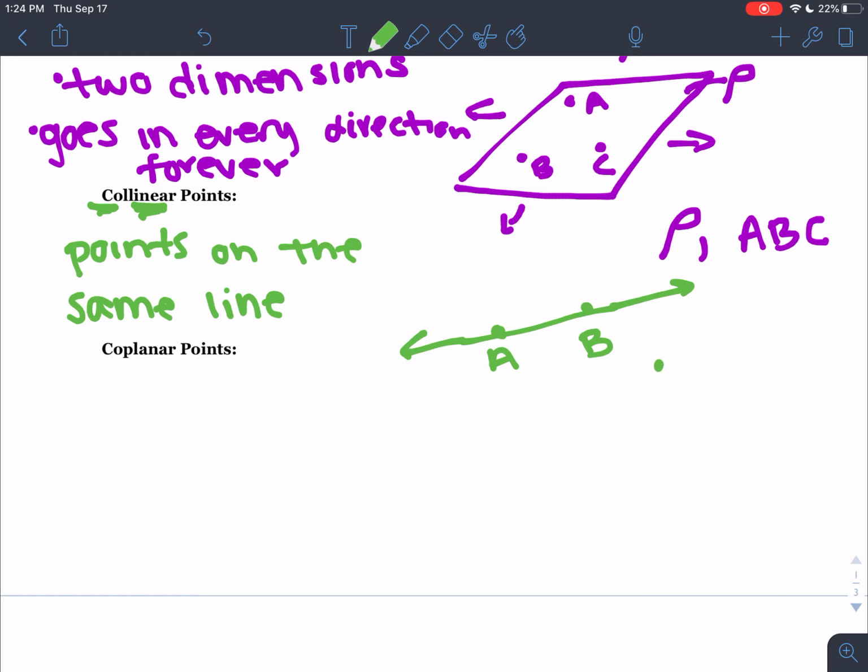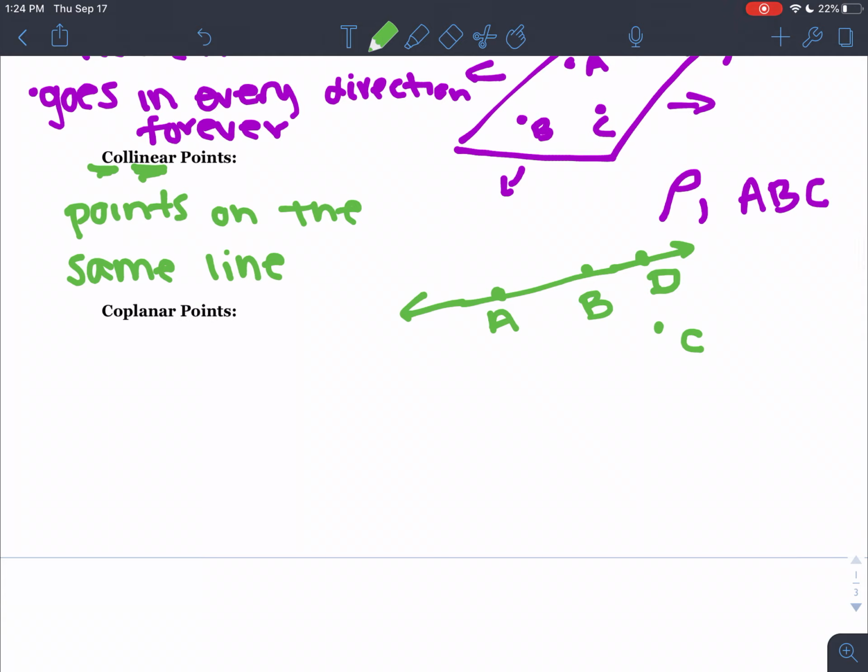But if I draw point C over here, that's not collinear. It's not on the line. If I want to draw another point collinear to A and collinear to B, I could throw it on here and say D is collinear to A, meaning D lies on the same line as A. D is also collinear to B. It's not collinear to C.